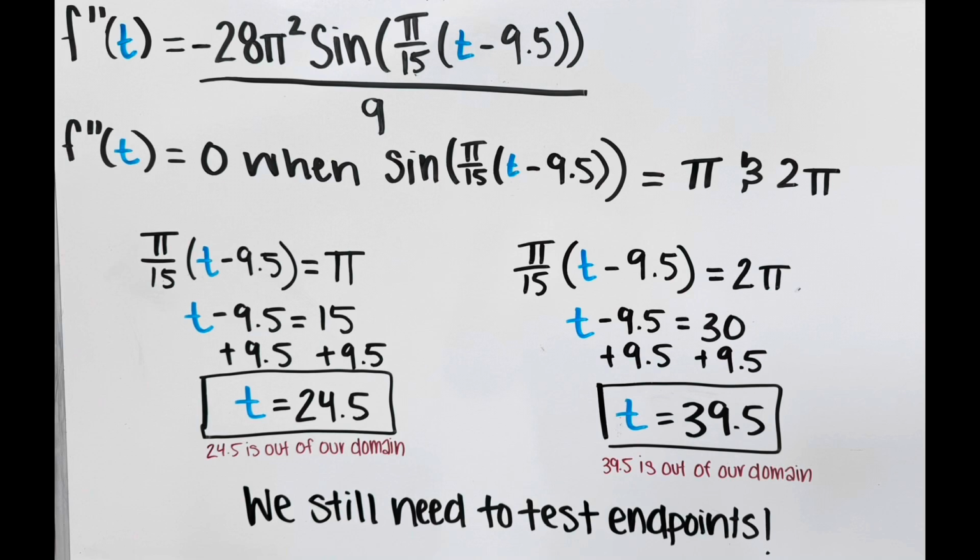To test for concavity, we need to set f double prime of t equal to 0. F double prime of t equals 0 when our sine function equals 0. Sine of x equals 0 when x is pi or 2 pi. We set our inside function equal to pi, then got that t minus 9.5 equals 15. Added 9.5 to both sides, getting that when t equals 24.5, f double prime of t equals 0. Then we did the same thing for finding when our sine function equals 2 pi. We set it equal to 2 pi, then got that t minus 9.5 equals 30, added 9.5 to both sides, getting that when t equals 39.5, f double prime of t equals 0.